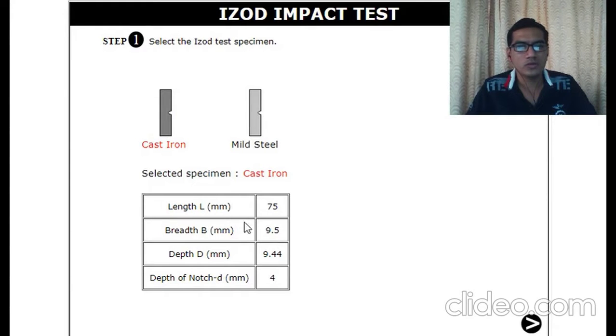The dimensions of the specimen are: the length is equal to 75 mm, breadth is equal to 9.5 mm, then depth is equal to 9.44 mm, and the depth of the notch. Here you can observe the V notch is there. The depth of that notch is equal to 4 mm.